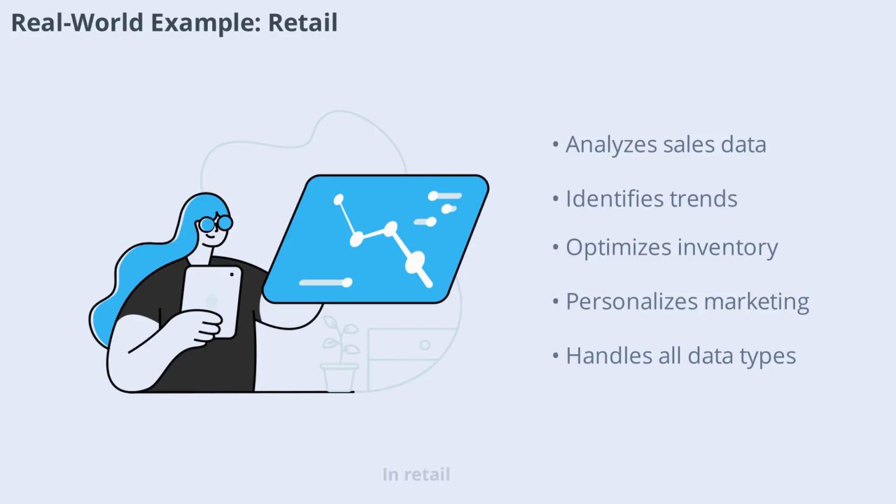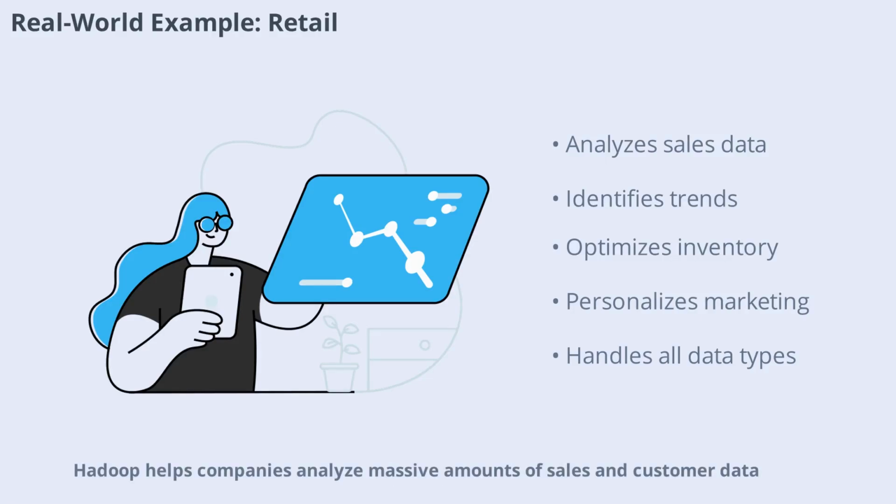In retail, Hadoop helps companies analyze massive amounts of sales and customer data. By processing this information, retailers can identify trends, optimize inventory, and personalize marketing. Hadoop's ability to handle both structured and unstructured data makes it ideal for these complex analytics tasks.